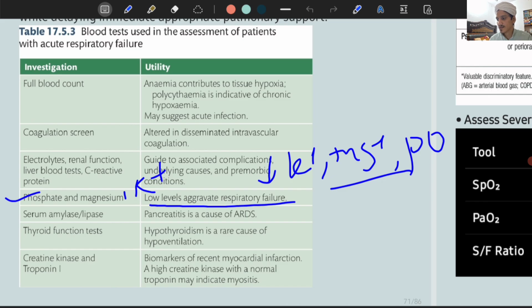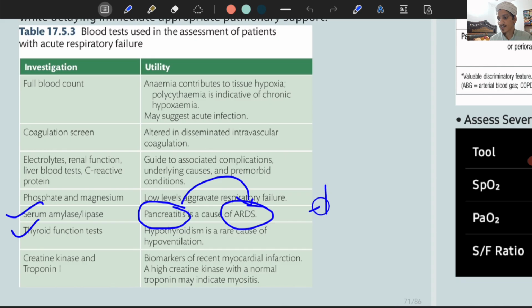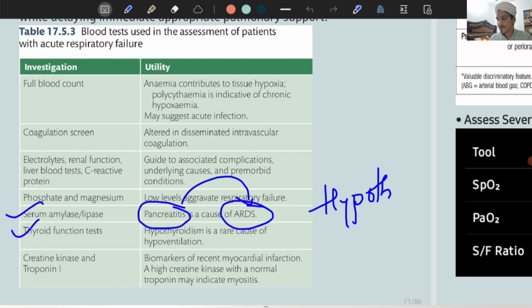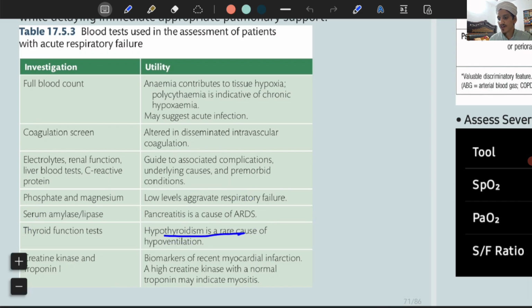Serum amylase and lipase in patients suspected of acute pancreatitis, because pancreatitis is a cause of ARDS, and ARDS will cause respiratory failure. Thyroid function tests you will order. Why? Because hypothyroidism is a cause of alveolar hypoventilation, and that will cause type 2 respiratory failure, hypercapnic respiratory failure. Hypothyroidism is a rare cause of hypoventilation.